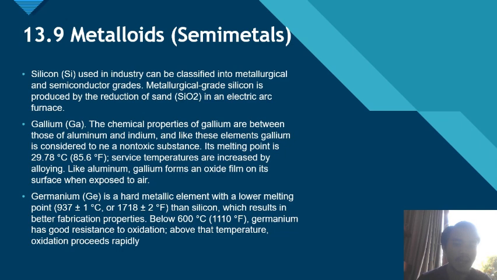Germanium, Ge, is a hard metallic element with a lower melting point, 937 plus or minus 1 degree Celsius or 1718 plus or minus 2 degrees Fahrenheit, than silicon, which results in better fabrication properties. Below 600 degrees Celsius, 1110 degrees Fahrenheit, germanium has good resistance to oxidation. Above that temperature, oxidation proceeds rapidly.